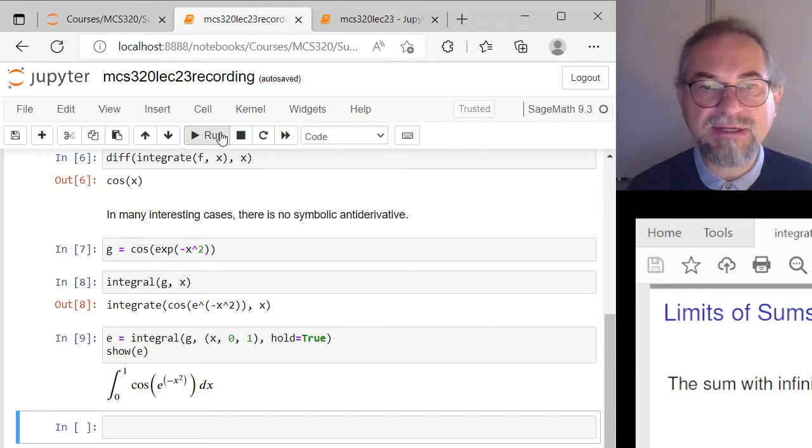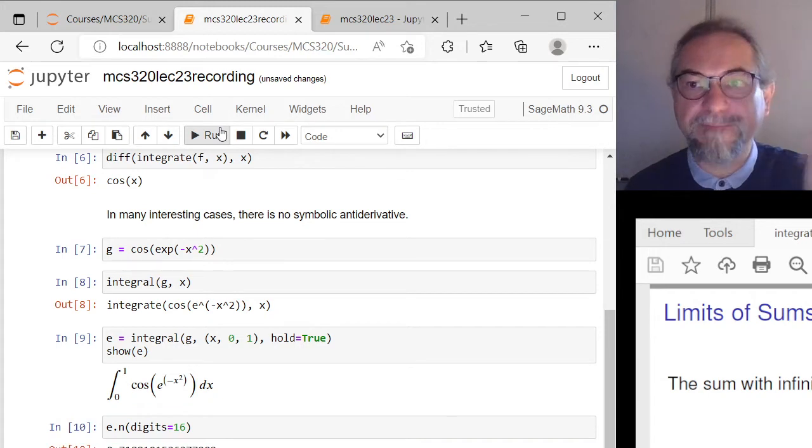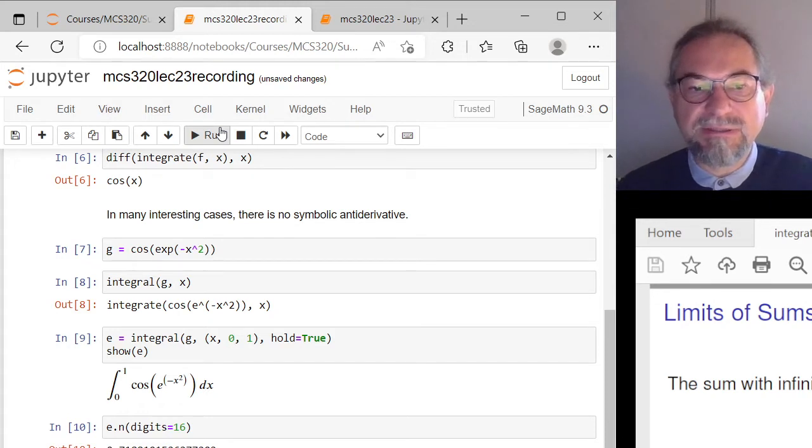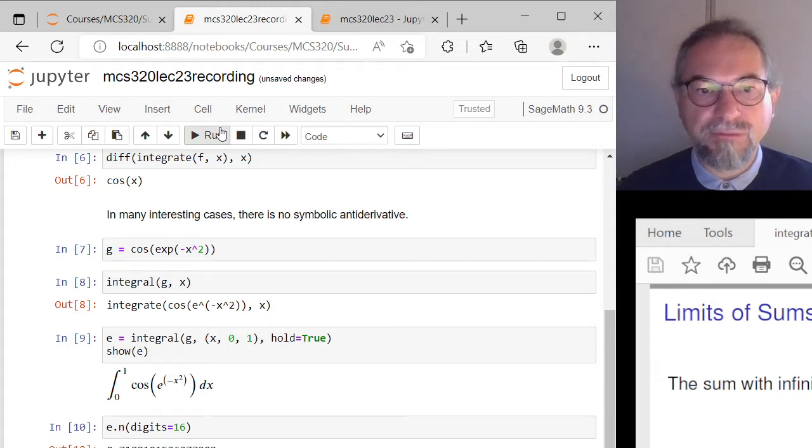Also, I point out the syntax for the definite integral. We give a tuple starting with the symbol for the variable in the expression, followed by the lower and the upper bounds of the integral. And now we can ask for a numerical approximation, which is very similar to how we computed numerical approximations of pi, of any mathematical constant. So here you see a 16 decimal approximation of this definite integral.